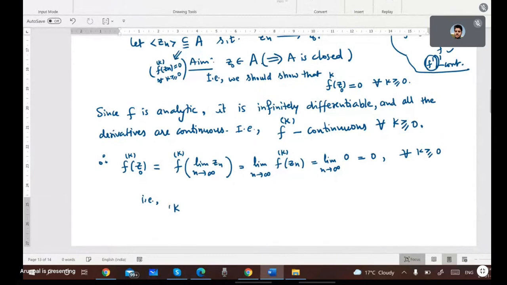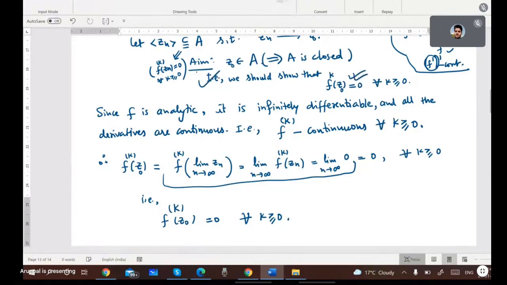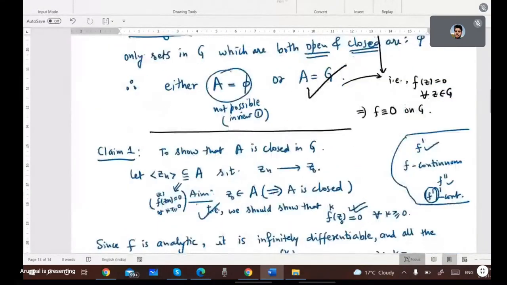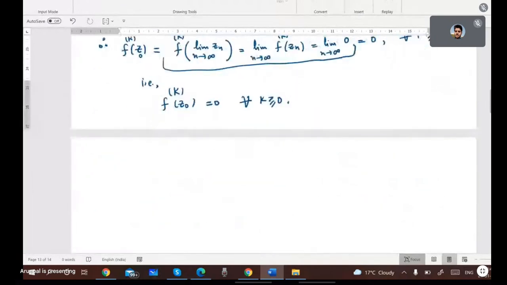So that is what I have shown. I have shown exactly what I wanted to show. You forget all this intermediary, I'm writing the final thing now. Is this okay? And hence the aim is done. This is what we wanted to show. So once the aim is done, claim one is done. Thus claim one is done.